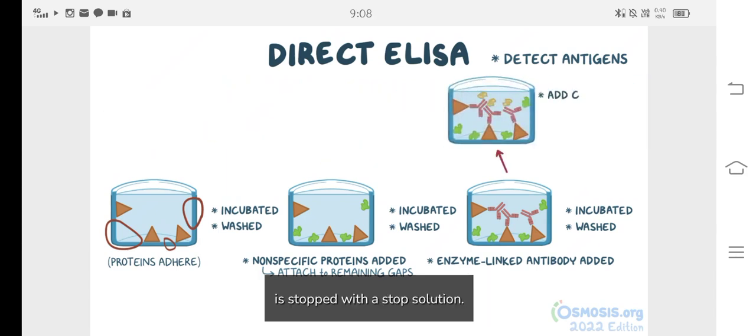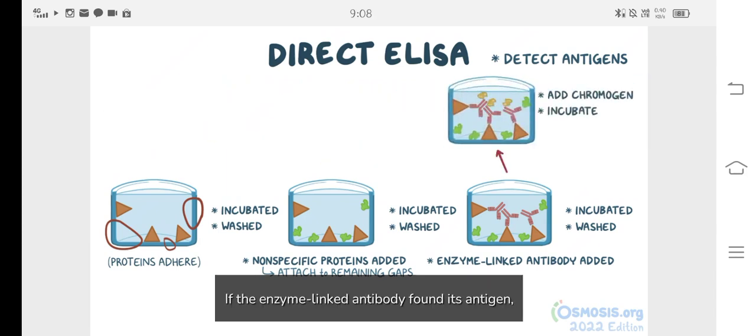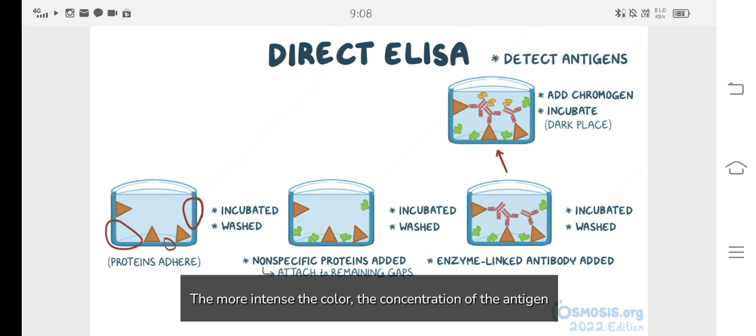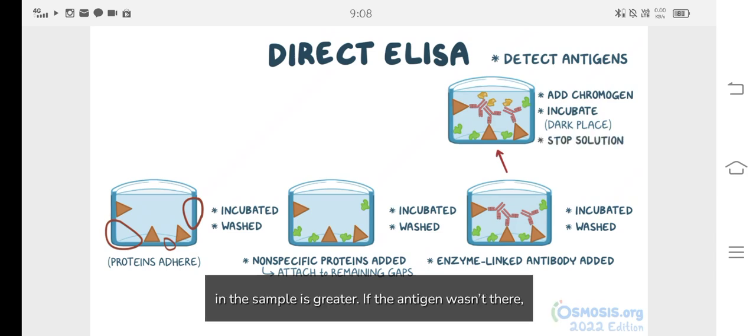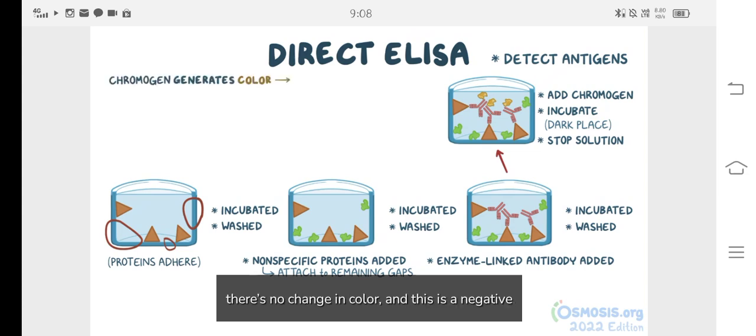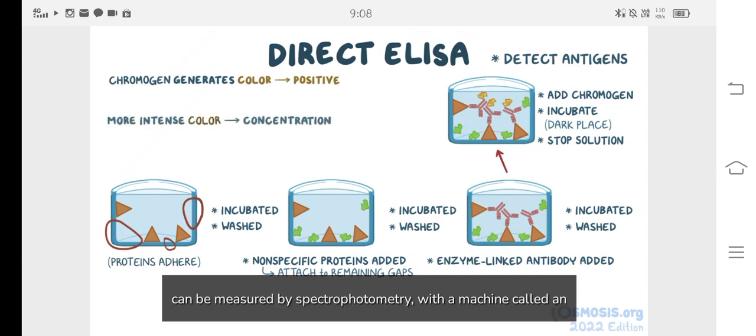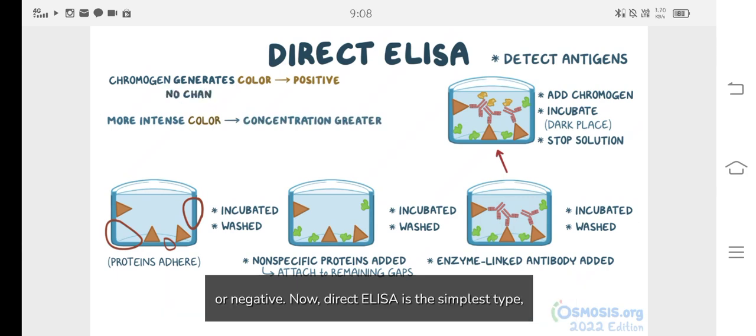The next step is to add the chromogen and incubate again, this time in a dark place to let the reaction happen. After a while, the plate is removed from the darkness and the reaction is stopped with a stop solution. If the enzyme-linked antibody found its antigen, the chromogen generates color, usually yellow, which translates as a positive result. The more intense the color, the greater the concentration of the antigen in the sample. If the antigen wasn't there, there's no change in color, and this is a negative result.